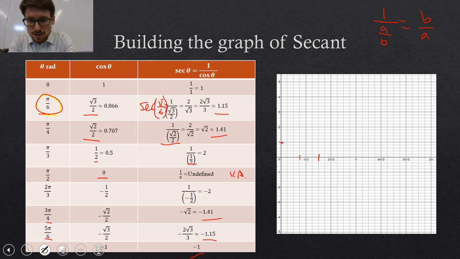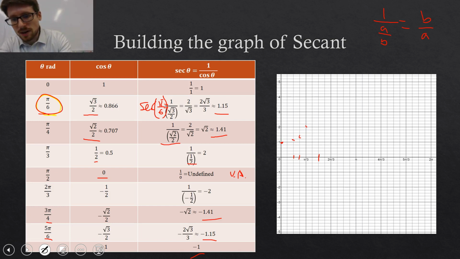1.4, sorry, I missed pi over 6. Pi over 6, that's about 1.15. So that's about here, somewhere around there. And then pi over 4 is right here, and that's 1.4. So that's about, at pi over 3 we get 2. Okay, getting steeper now. Get 2.